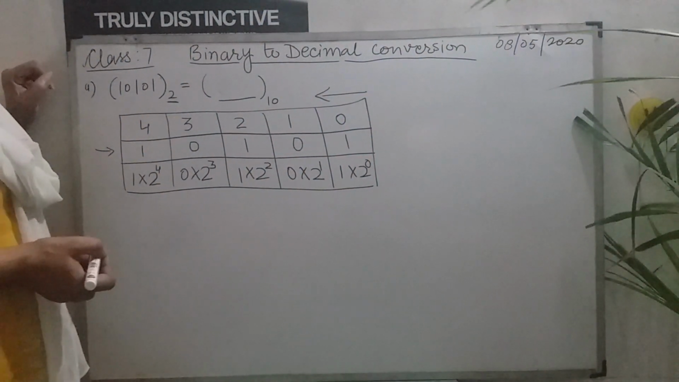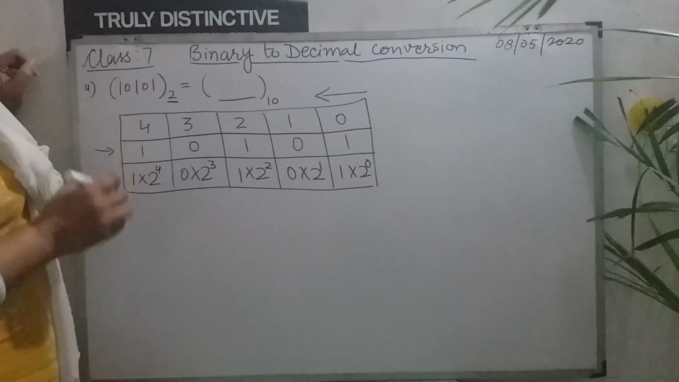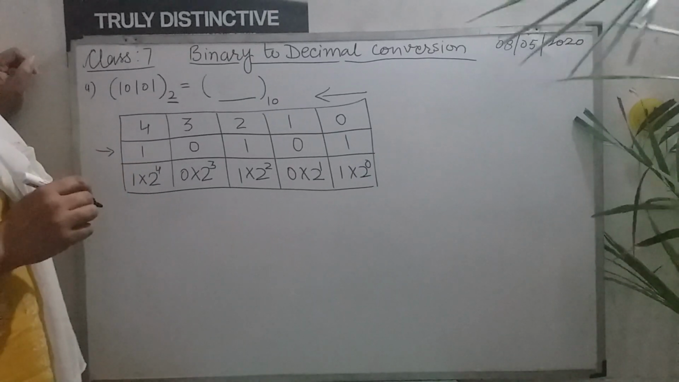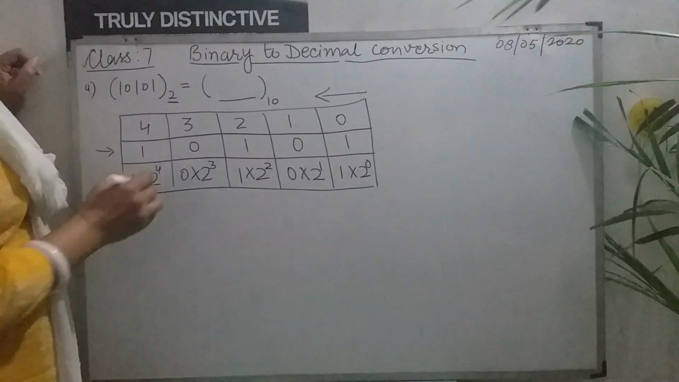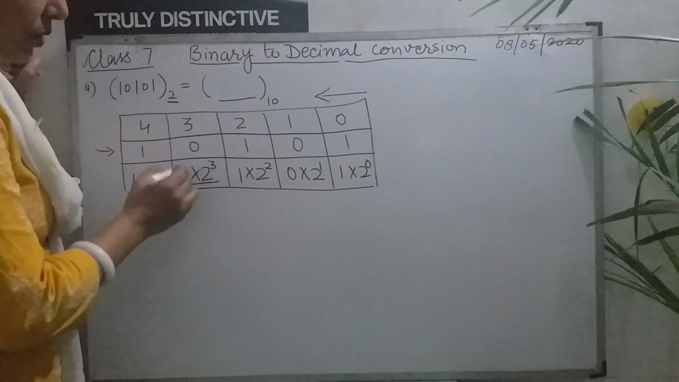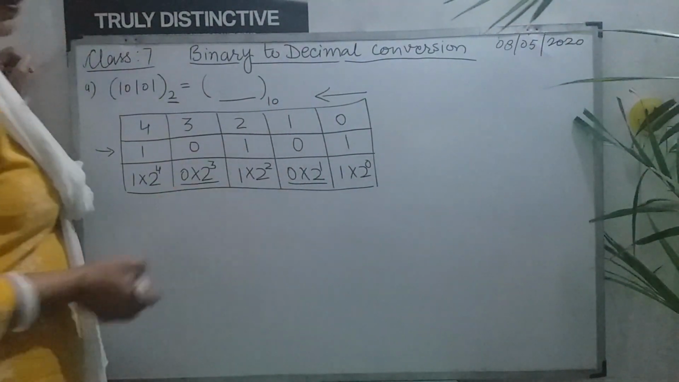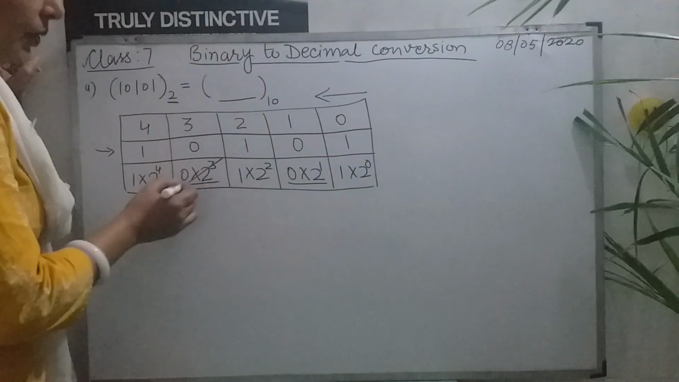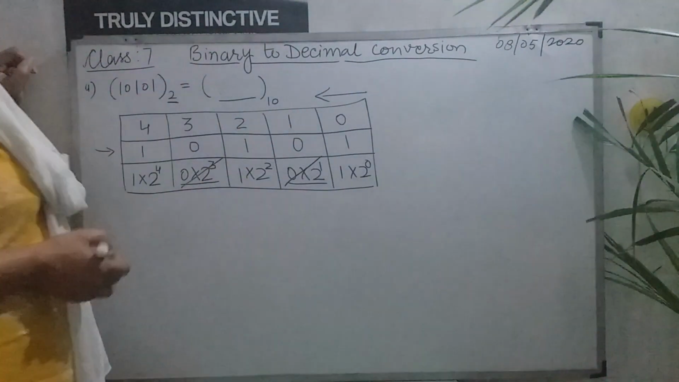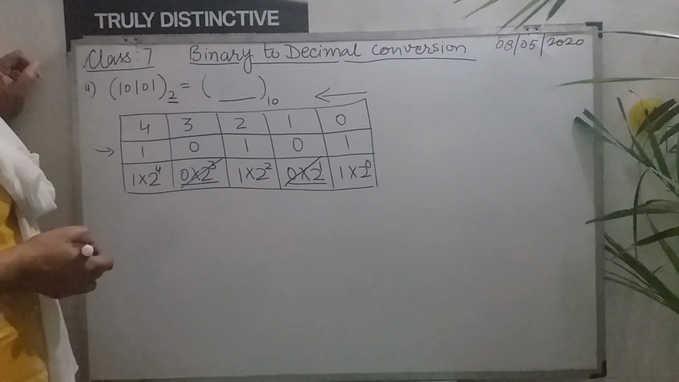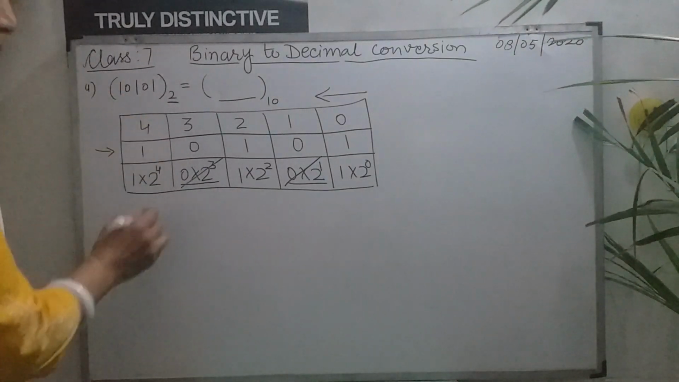All numbers are written. Now check where we are multiplying the numbers by 0. Here we are multiplying the number by 0. Here we are multiplying the number by 0. Cut them because they are not required. We will simply cut these. And after that, note down these numbers.